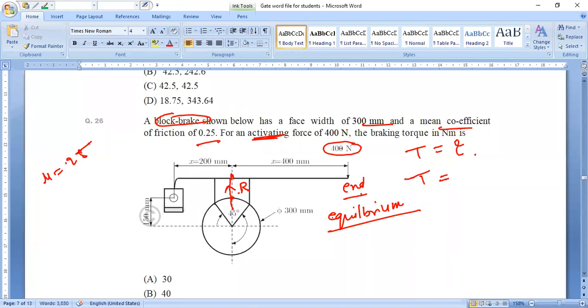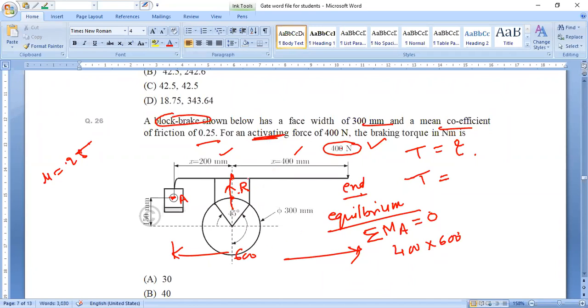For equilibrium, the summation of the moments about the fulcrum must be 0. Let this point be A. So I am taking the moment about A, and it must be 0. In the block brake, the moment about this fixed point must be 0. So 400 is downward, so 400 into distance. How much is the distance? Add 400 and 200, so the total distance is 600. The moment of this force is force into distance, so it is 400 into 600.